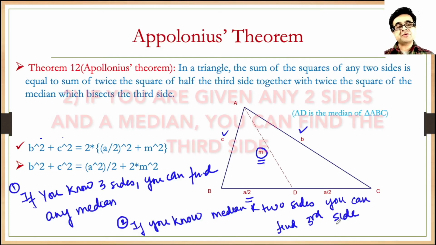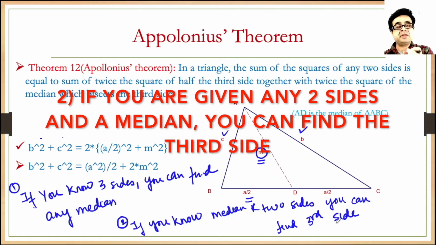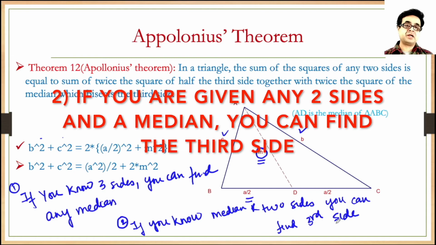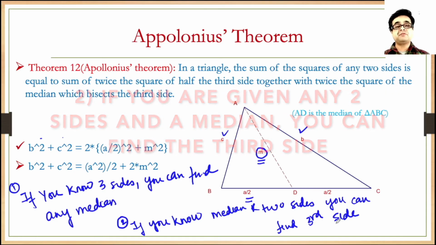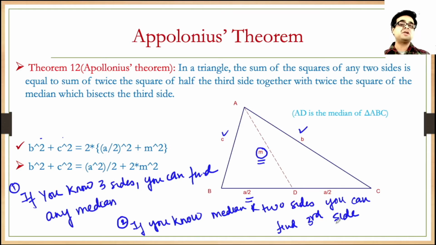Another obvious takeaway is that if you know the median and any two sides of the triangle, then through Apollonius's theorem, you can actually find the third side. So for data sufficiency questions, just knowing that there is a property that relates the median with the 3 sides of the triangle will actually help you solve the data sufficiency without actually applying the theorem, because you would know when the data will become sufficient.